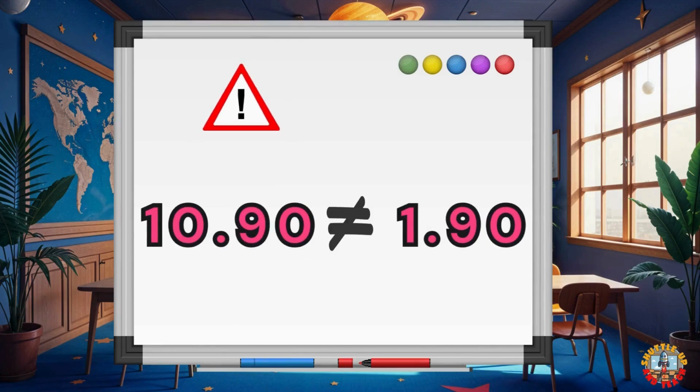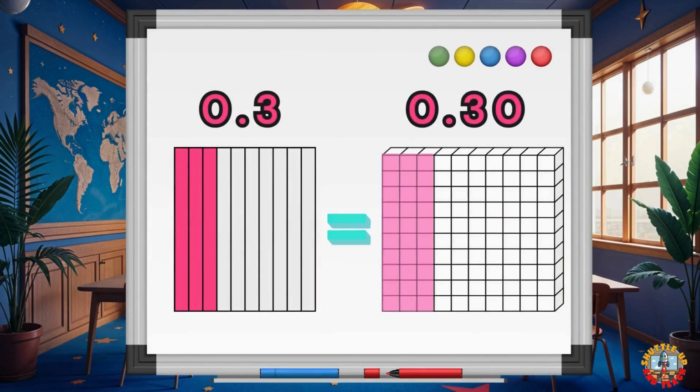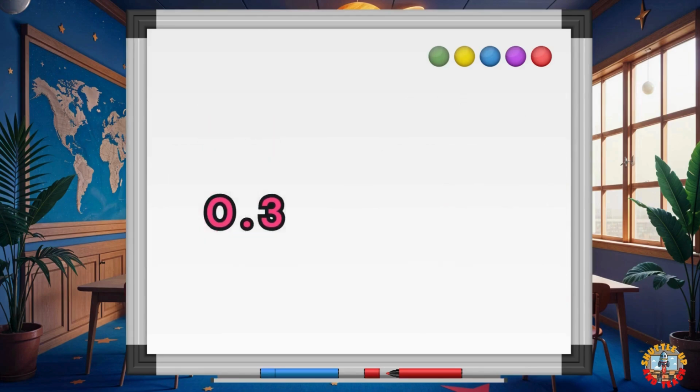So, we've learned that 0 and 3/10 and 0 and 30 hundredths are equivalent. But what about 0 and 3/10 and 0 and 3 hundredths? Are they equivalent?